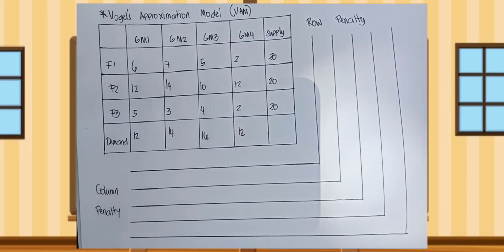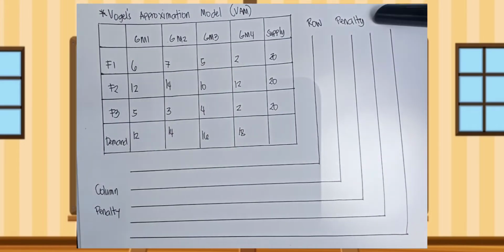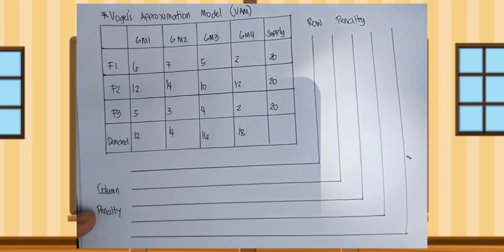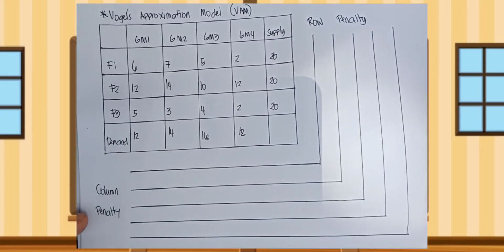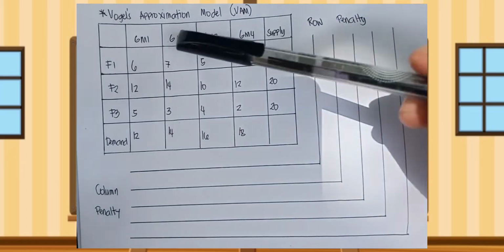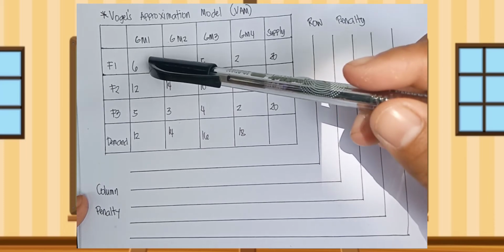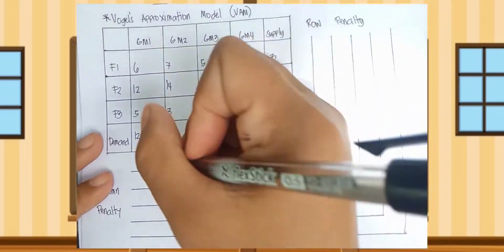So now we have a Vogel's approximation model, or VAM. In this method, we add a row penalty and a column penalty. In solving this method, we will choose the two smallest numbers in every column and row, and after that, we will subtract. In this column, we have the smallest numbers 5 and 6, so we subtract these two numbers. 6 minus 5 is equal to 1.